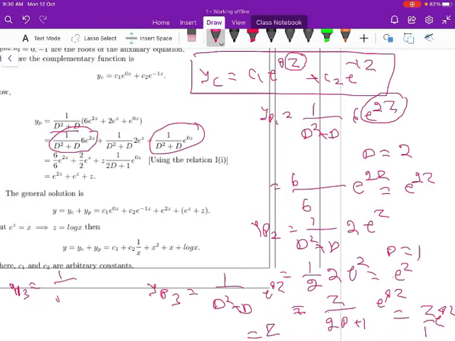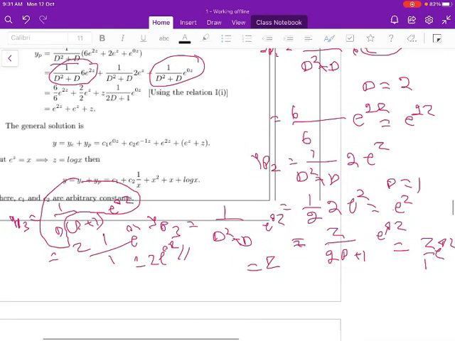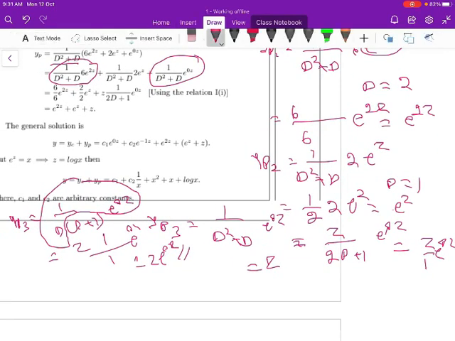Okay, the solution is z. Or you can solve this problem another way. yp3 is equal to 1 by D square plus D, which can be written as D into D plus 1, into e power 0z. You know, this is 1 by D of e power 0z. e power 0z is 1, in fact. So 1 by D, integration of 1 is z. Then replace D by 0 in the remaining factor, that is 1 by 1 into e power 0z. So that is z into e power 0z. So that is the solution.